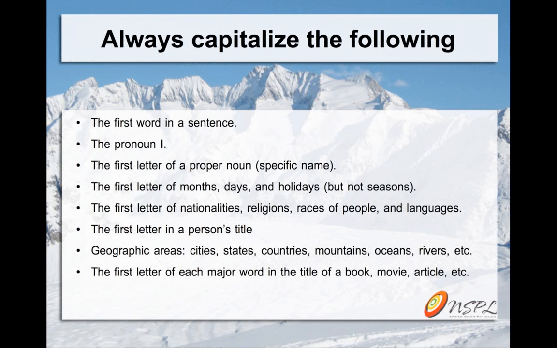The first letter of nationalities, religions, races of people, meaning castes, and languages always comes in capital letters. The first letter in a person's title always comes in capital letter. Geographic areas, cities, states, countries, mountains, oceans, rivers, etc., should all have the first letter in capital. I'll give you examples as well. The first letter of each major word in the title of a book, movie, and article should always be capital.